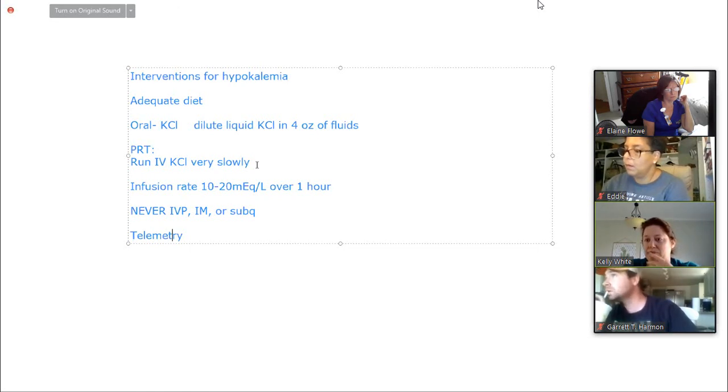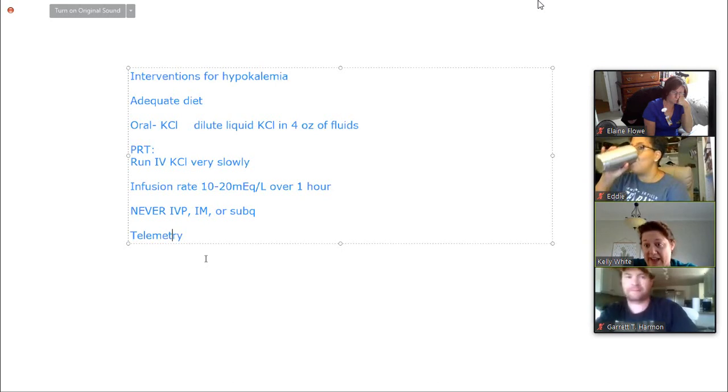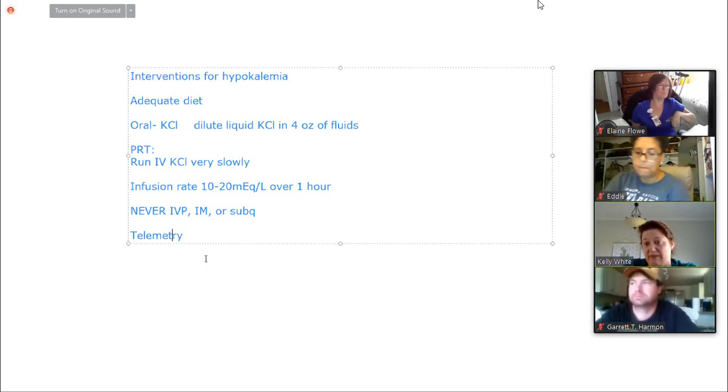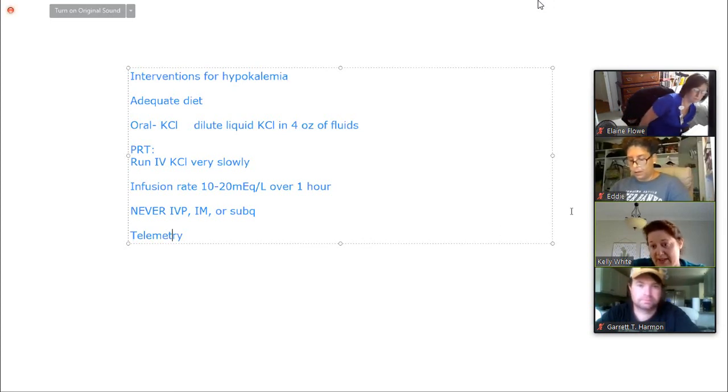Okay. Now, if it's 2.5, I'm absolutely going to give IV because we need to get something in them fast. I'm not going to wait for them to eat a whole bunch of bananas, and that one's just kind of common sense. So if you have that low potassium level, we're going to put them on cardiac monitoring or telemetry. Okay. And they'll do this on med-surg floors. It doesn't have to necessarily be a cardiac floor.